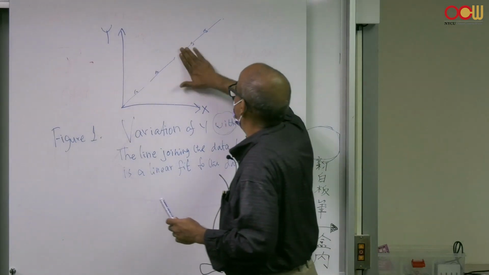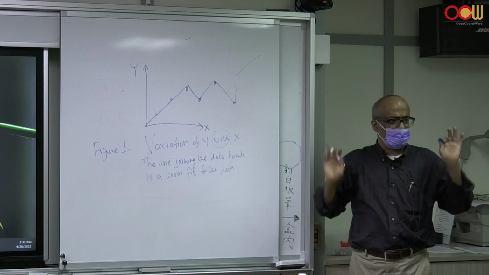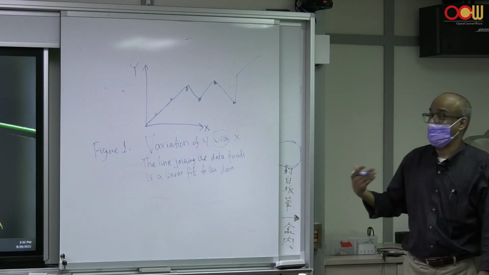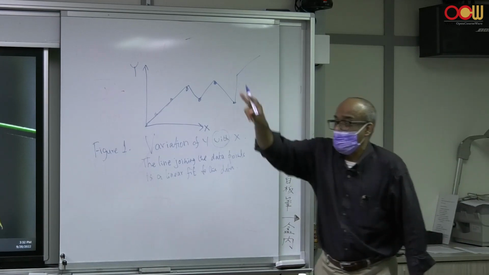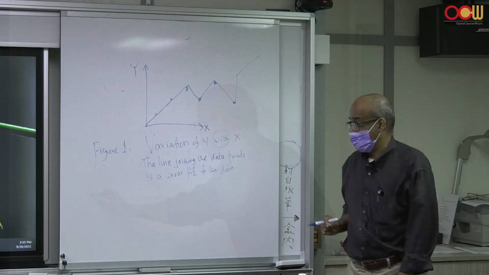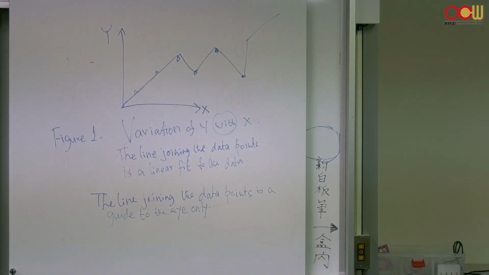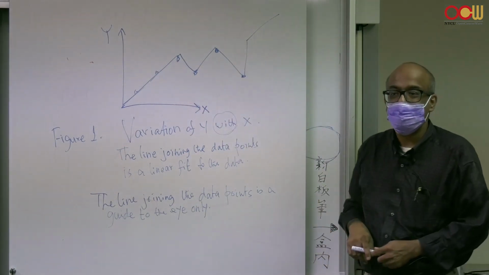So for example, if it is like this. So you do like this, like this. This is not linear. This is not log. This is not exponential. So how do you write it? That's another technique to write it. So you have some scattered data points and you just join them by a line. Then how do you write it? The line joining the data points is a guide to the eye only. So it doesn't have any scientific meaning. So it is just like I join them.